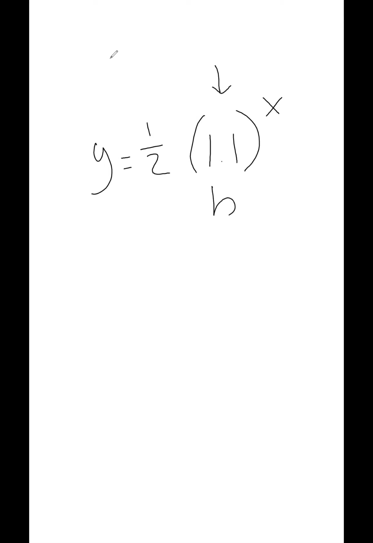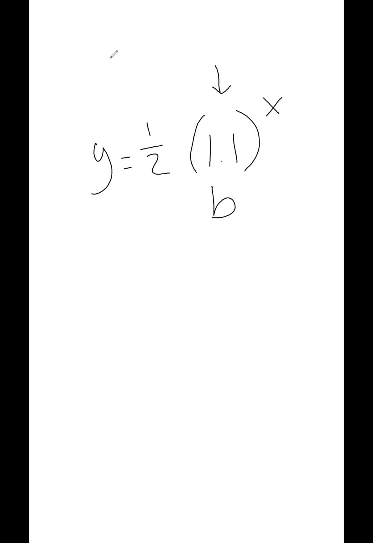So let's say I have y equals 1/2 times 1.1 to the x. Again, we're not going to worry about the 1/2. That doesn't matter. What matters is this right here. This is our b. This is what shows us either growth or decay. Remember, it's a growth if the value is 1 or more. It's a decay if the value is between 0 and 1.